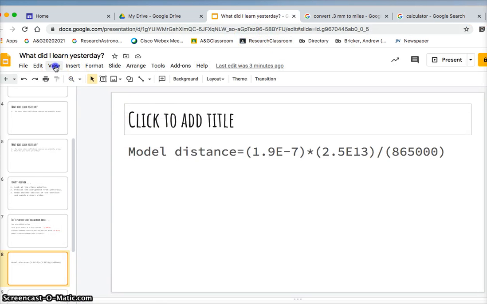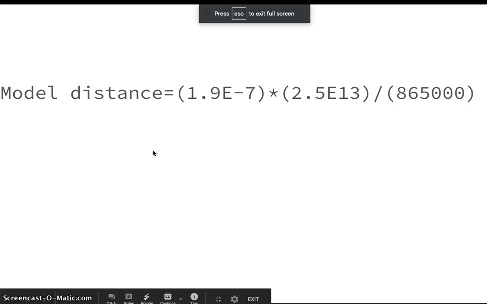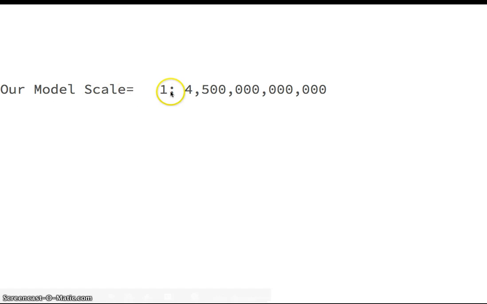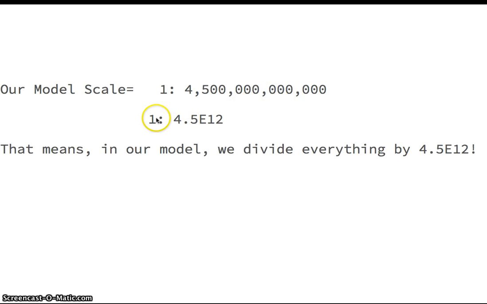Now, something I'd like to point out as you move on into today's assignment. On our model we made, our scale is 1 to 4.5 trillion. A better way to write it is 1 to 4.5 E12. That means in our model, you just divide everything by 4.5 E12. You take the real size and divide it by 4.5 E12 to get the model size. So you're dividing everything by this huge number, which means our model is actually really tiny compared to reality.